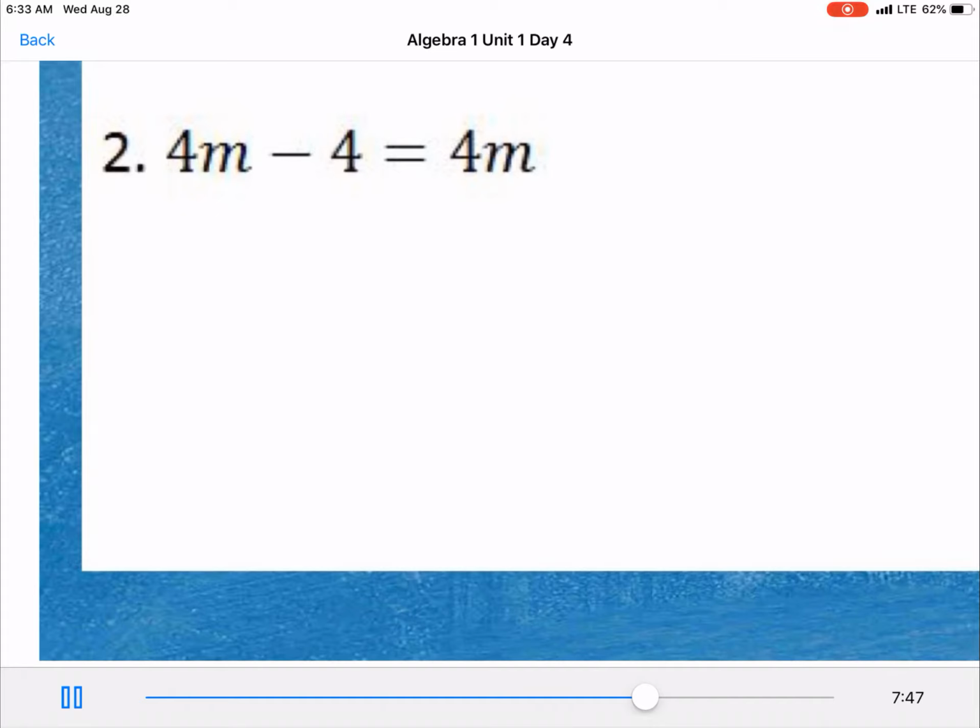Number 2 is 4m minus 4 equals 4m. We have to move all m's to one side to be able to solve. So the first thing we have to do is minus 4m, minus 4m. These two will simplify and those two will simplify as 0. So my answer is going to be 4 equals 0. And since 4 is not equal to 0, then I know this equation has no solution.